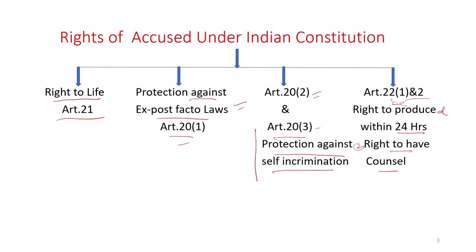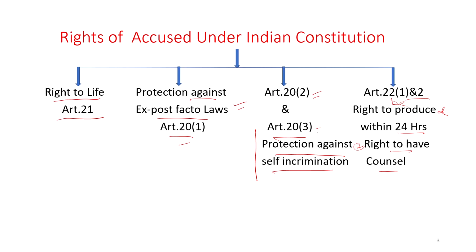So, this kind of protection is also available under Article 20 clause 3 to each and every accused. Where a person who is accused of an offence is compelled by the police to confess his guilt or to make such a statement which might implicate him in any offence, he can take the defence of Article 20 clause 3 and say that he is not bound to confess his guilt, he is not bound to give that statement which might implicate him in any offence. So, this kind of protection is available under Article 20 clause 3.